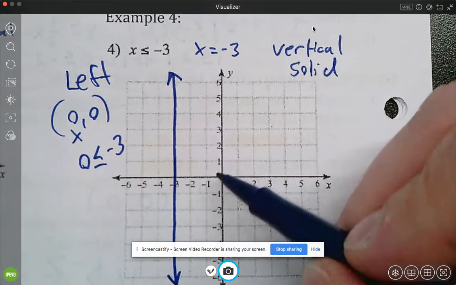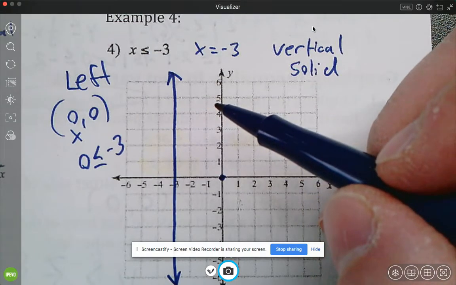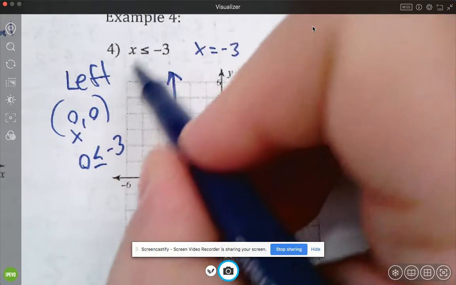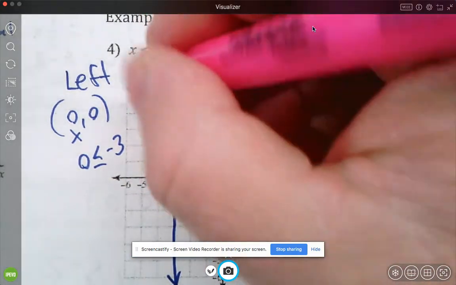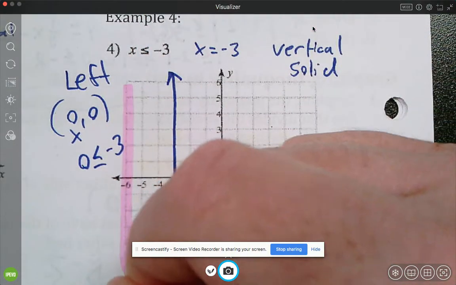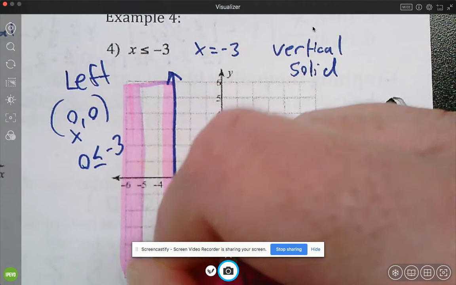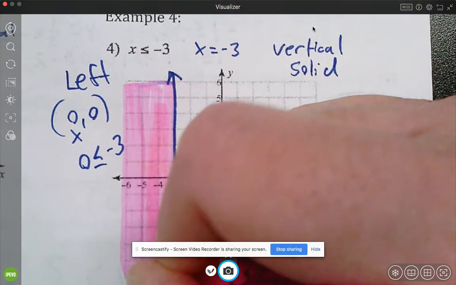So is 0, 0 part of the solution? No, it's not. So I was right. So in this case, less than means shade to the left. So that one you might want to always just test it. But I'm guessing if it's less than and it's a vertical line, you're going to go to the left. And if it's greater than and it's a vertical line, you're going to go to the right.